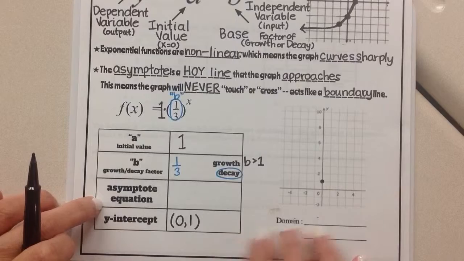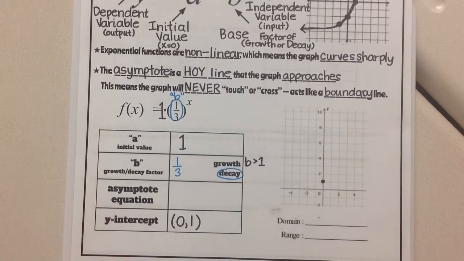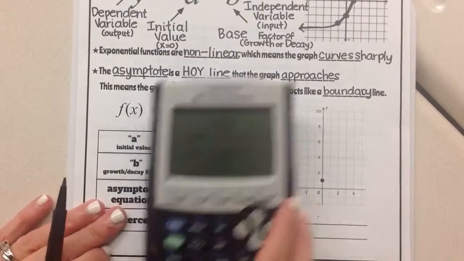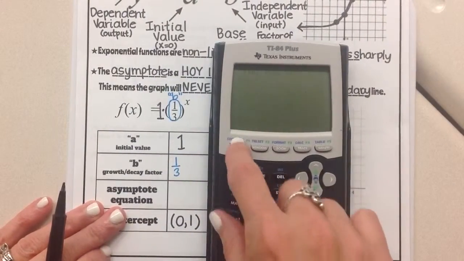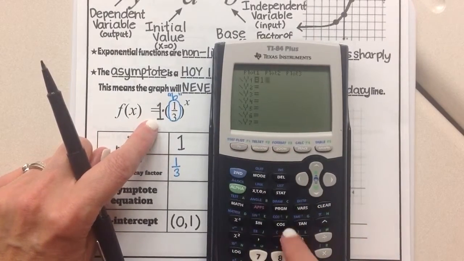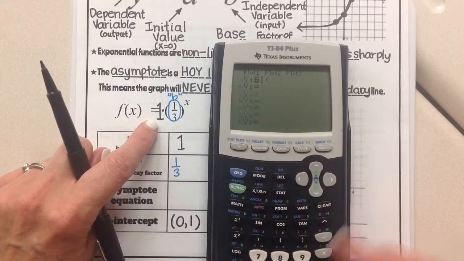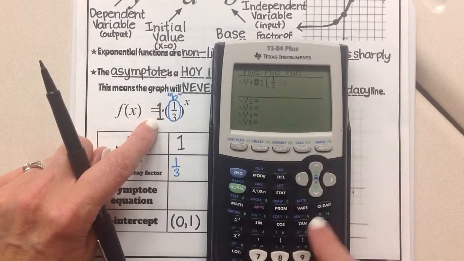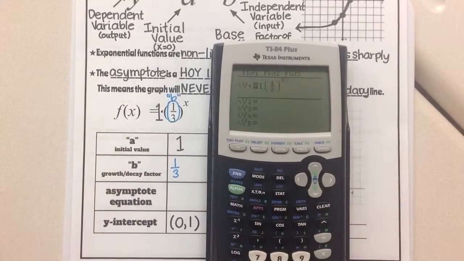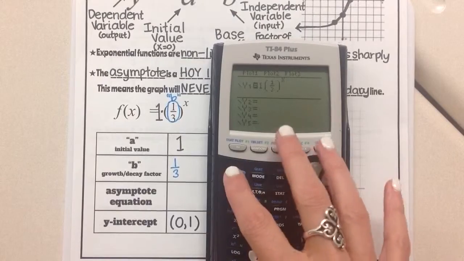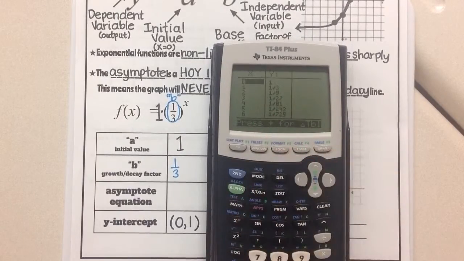Before I can write my asymptote or tell my domain and range, I am going to have to graph my exponential equation. So I am going to go to my y equals screen and type in this equation. If I type in the 1, I need to make sure that my b value, my decay factor in this case, is inside the parentheses so it doesn't look like a number. I want to make sure that my a and my b are being multiplied. And I'm going to go to my table so that I can get good ordered pairs.